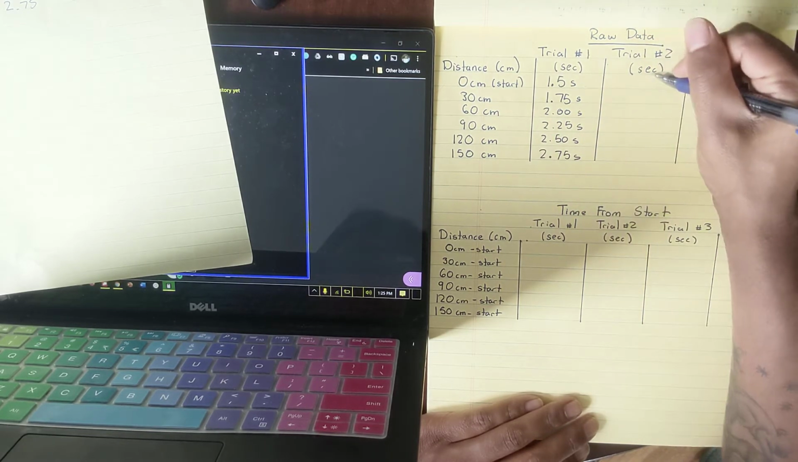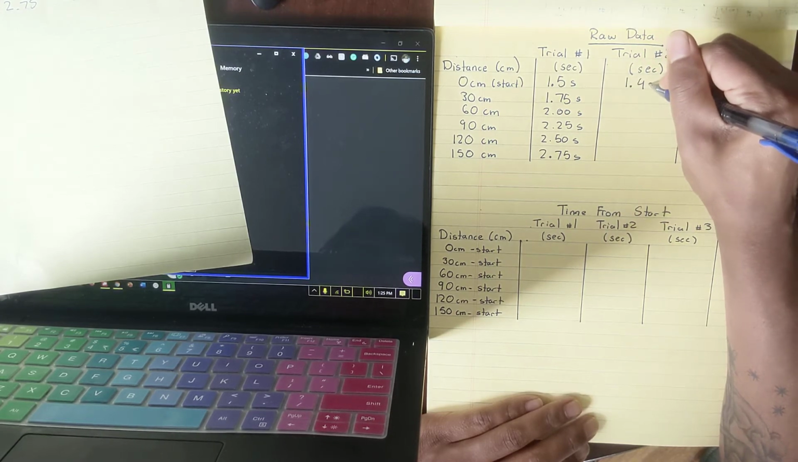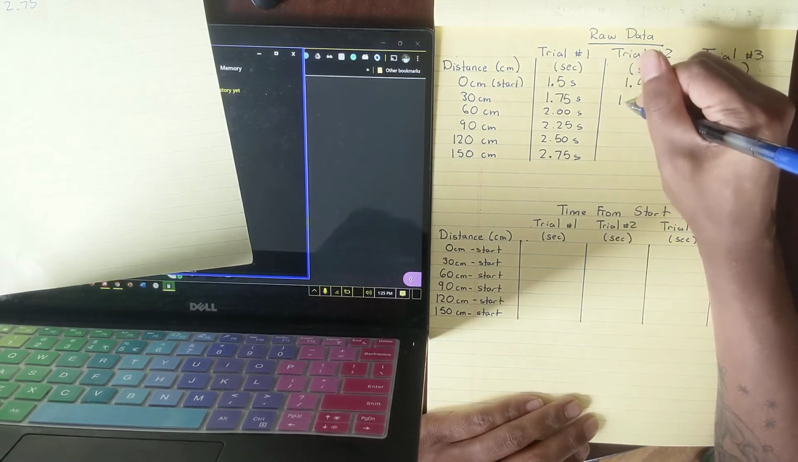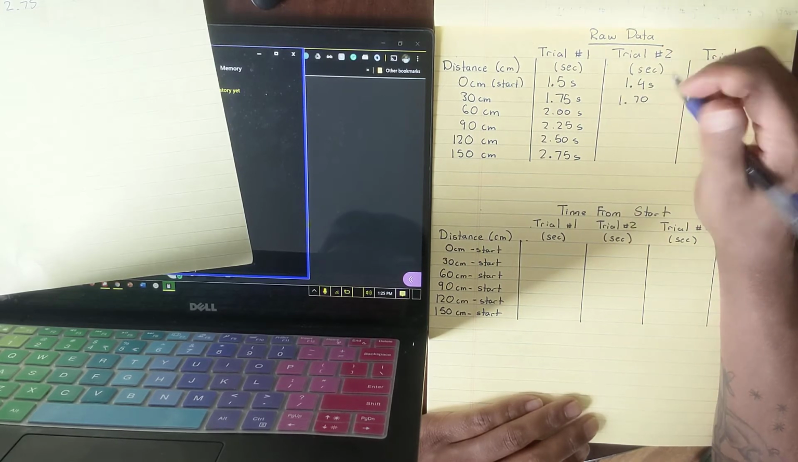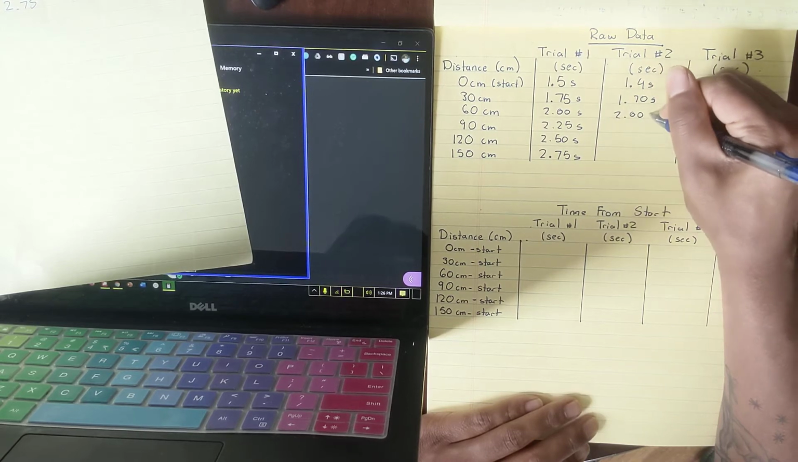All right, in my second trial, the ball crossed the starting line at 1.4 seconds. It crossed 30 centimeters at 1.7 seconds, and so on.